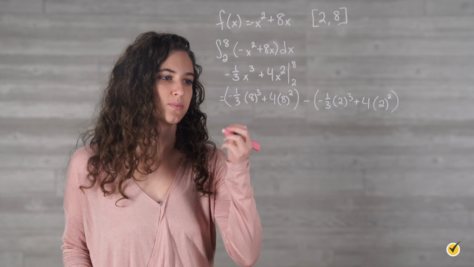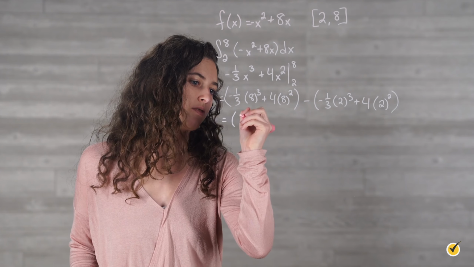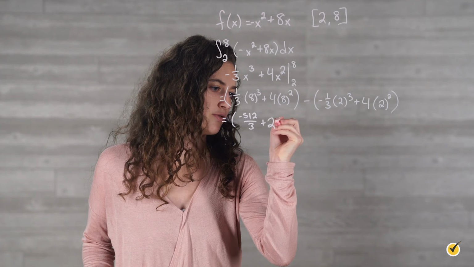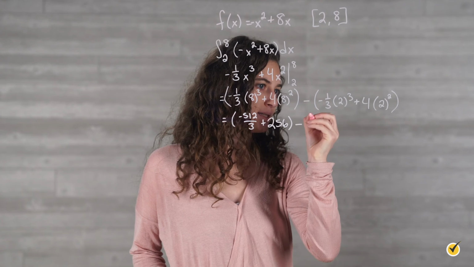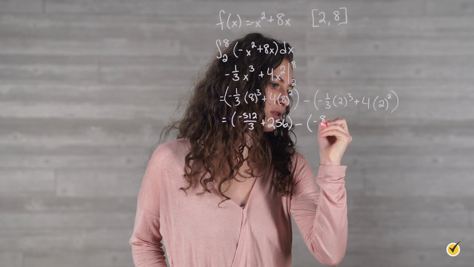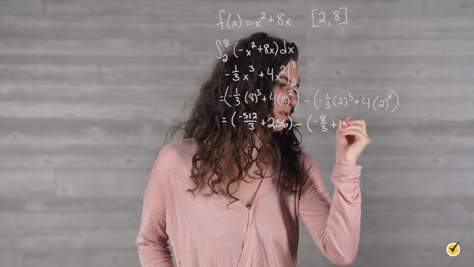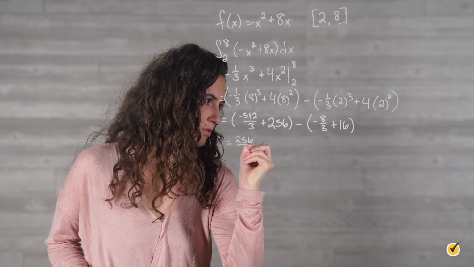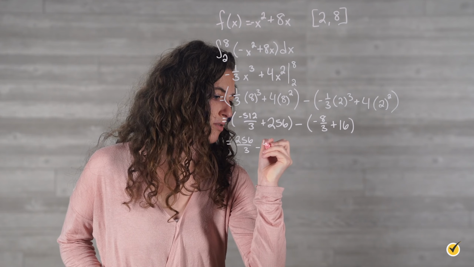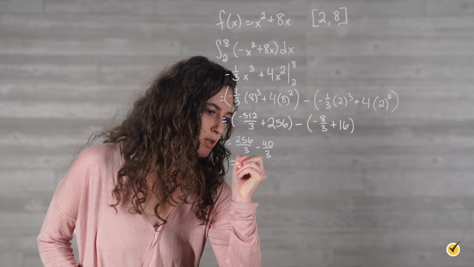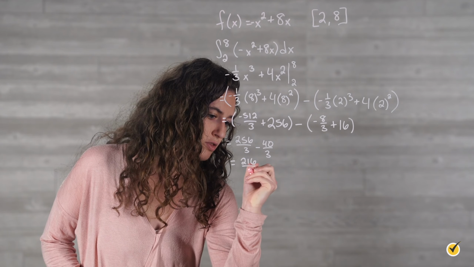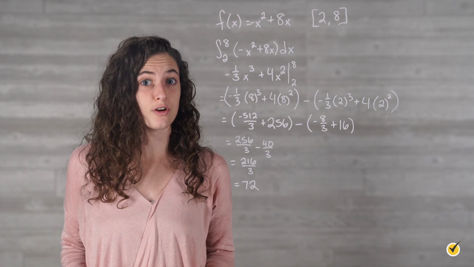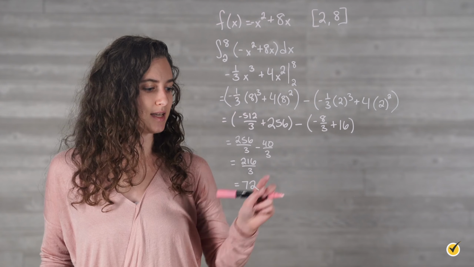Now we can simplify a little bit. So this is equal to negative 512 over 3 plus 256, minus negative 8 over 3 plus 16. So this is equal to 256 over 3 minus 40 over 3. So this is equal to 216 over 3, which is equal to 72. So the area under the curve from x equals 2 to x equals 8 is equal to 72.